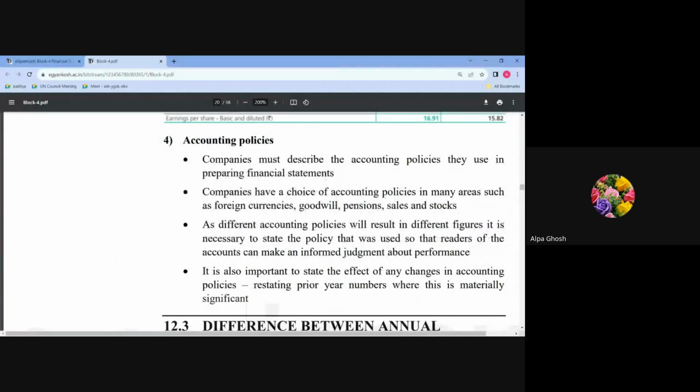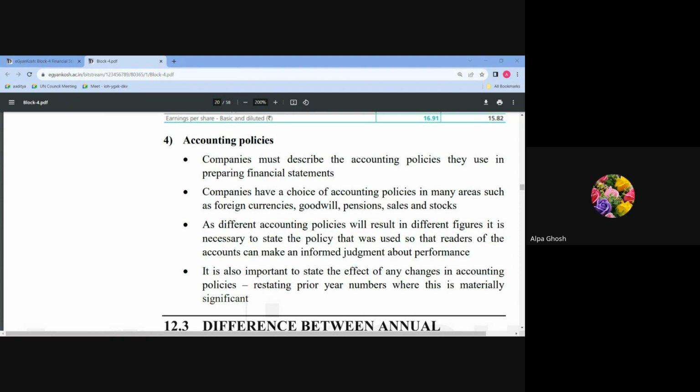The next part of this is accounting policies. Now, accounting policies, the company has to describe mandatorily, that is compulsorily, the policies that it has used for preparing the financial statements. So the companies have a choice of accounting policies related to the management of foreign currencies, related to goodwill, related to pension, sales, and stock. All this differs from company to company.